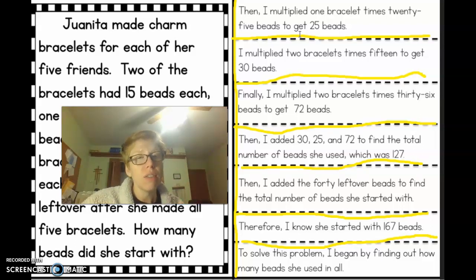When you're done, leave your paper at your seat so it can dry, and then put it up later on in the day. And then you can throw away the word problem. You don't need to keep that. And then you can move on to the next step in your pathway.